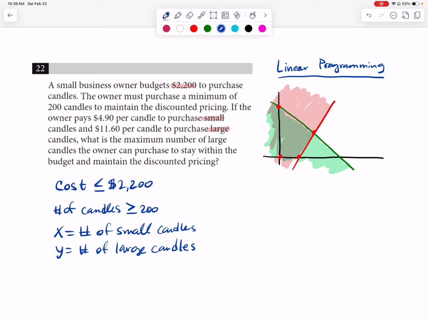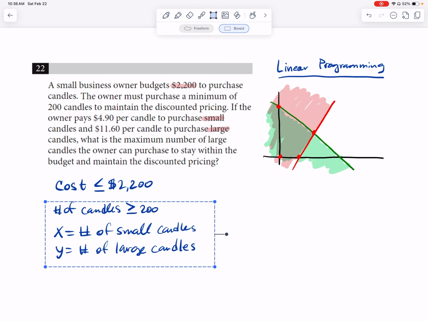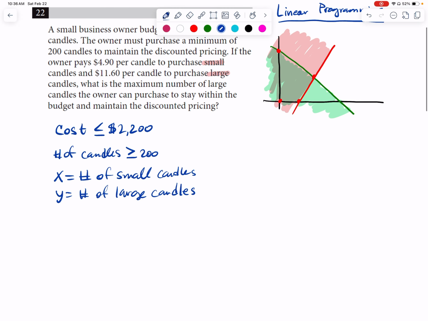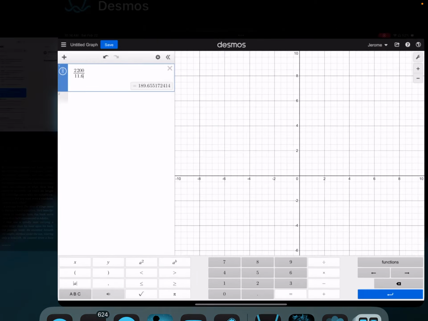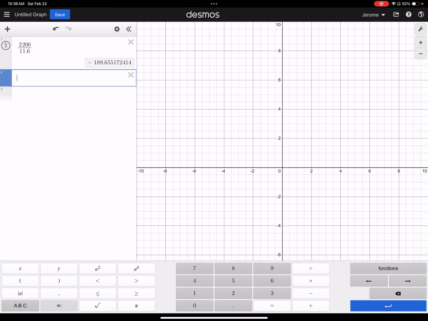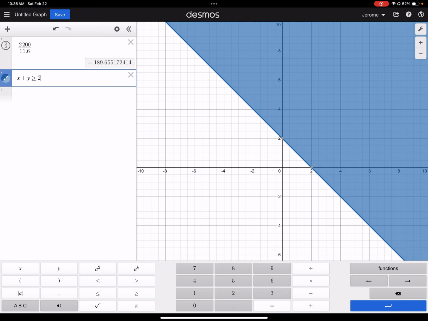Anyway, so I'm going to use this information to write ourselves some inequalities. And the first easiest one is using these three pieces of information here. The total number of candles, which is our small candles plus our large candles, has to be more than or equal to 200 in order to get the discount. So I've got X plus Y has to be greater than or equal to 200. So let's go ahead and just graph that on Desmos. X plus Y greater than or equal to 200.